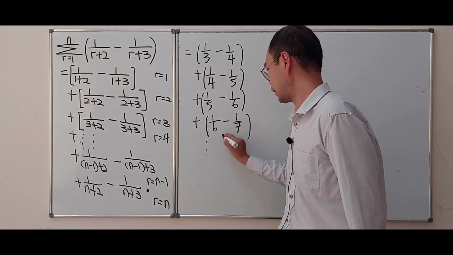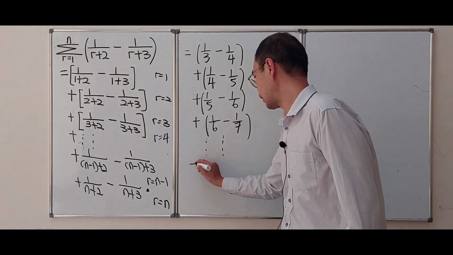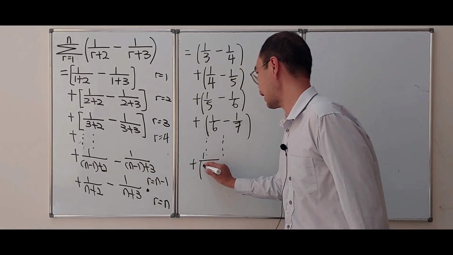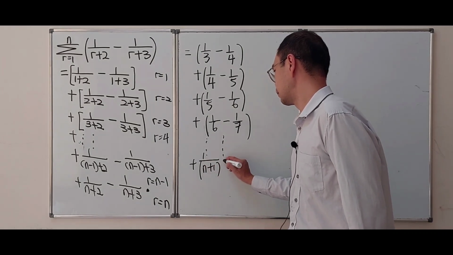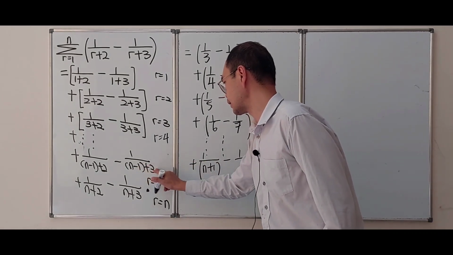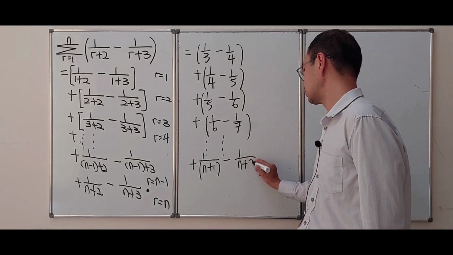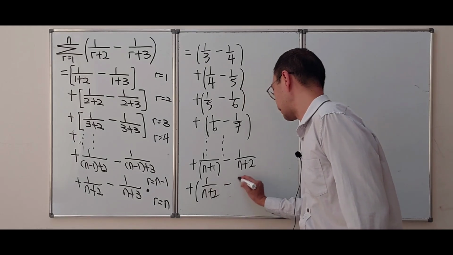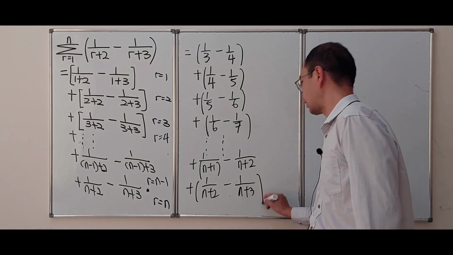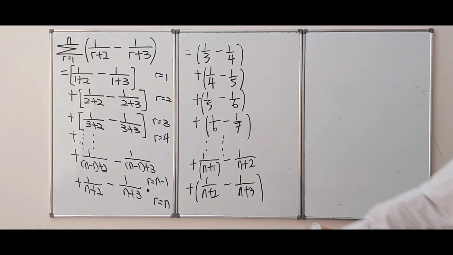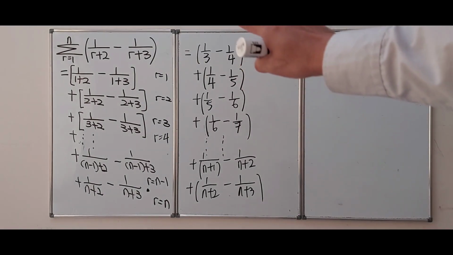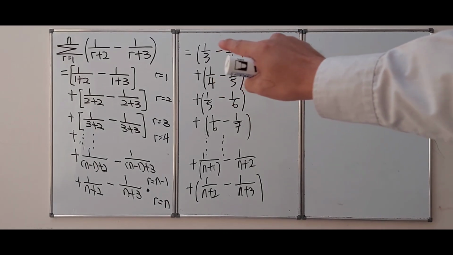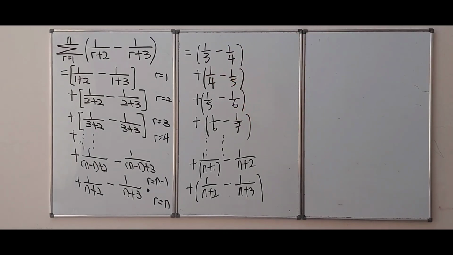Keep on adding, and finally I'm going to see something happen. n minus 1 plus 2 is n plus 1, minus 1 over n minus 1 plus 3, which is n plus 2. And then here you have 1 over n plus 2 minus 1 over n plus 3. Look at this: you can see that the 1 over 4 here will be cancelled off with this negative 1 over 4.